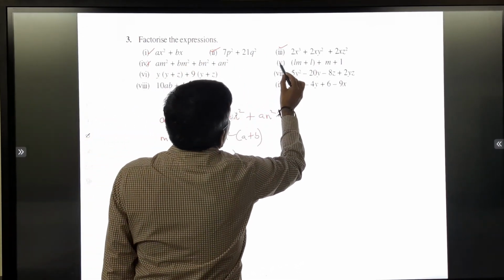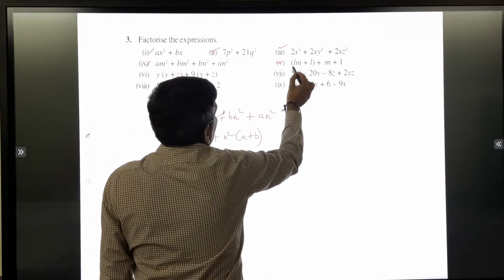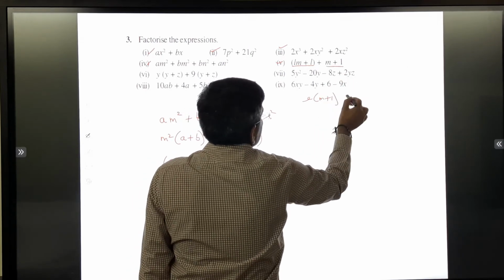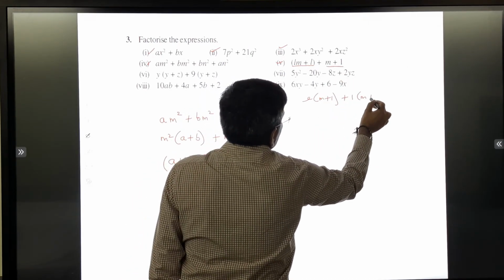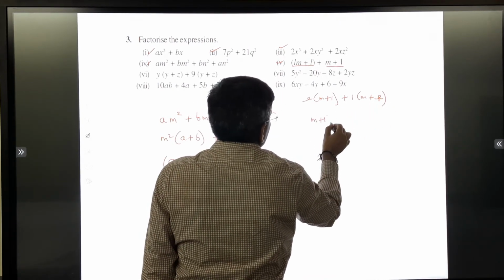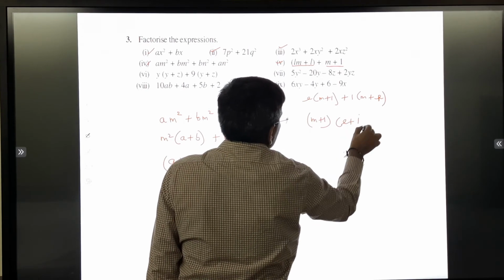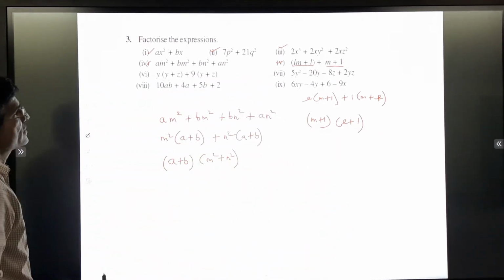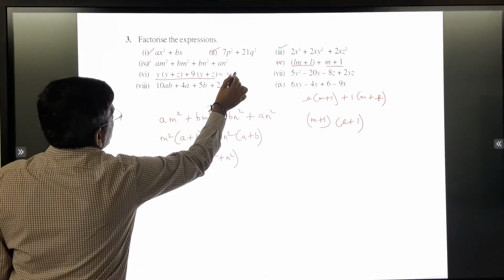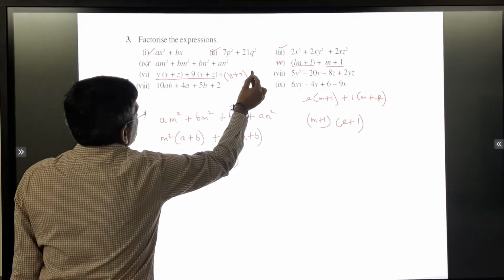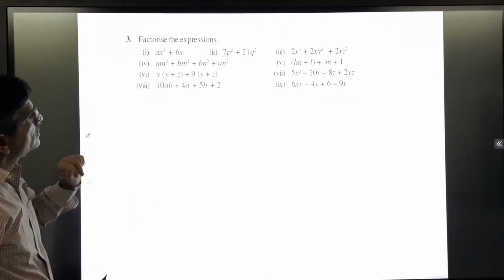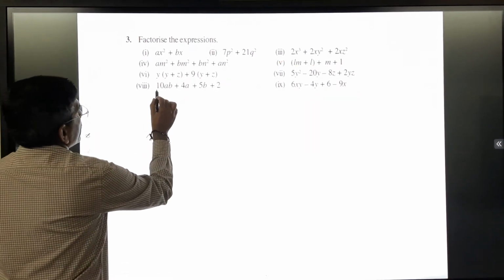Now if you see the fifth, we can make L common here. So in bracket m plus 1. Already m plus 1 is there, so we have to make 1 common. So we can write m plus 1 and L plus 1. Sixth, just the same, we cannot change anything. Directly we can write y plus 9 in the first bracket, and in the second bracket we write y plus z. So all sums are easy, we just have to make common.